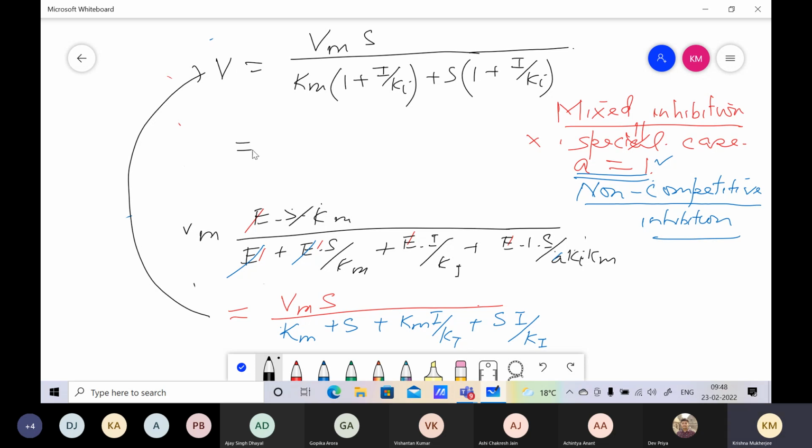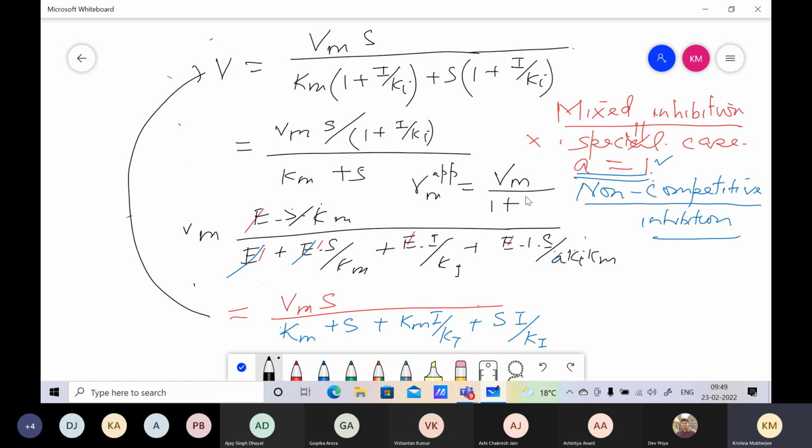Which, if you simplify a little bit more, can you tell me something? A very simple and obvious simplification? Multiply numerator and denominator by 1 plus I by Ki. Vmax S upon Km plus S into 1 plus I by Ki. Divided by 1 plus I by Ki, upon Km plus S.